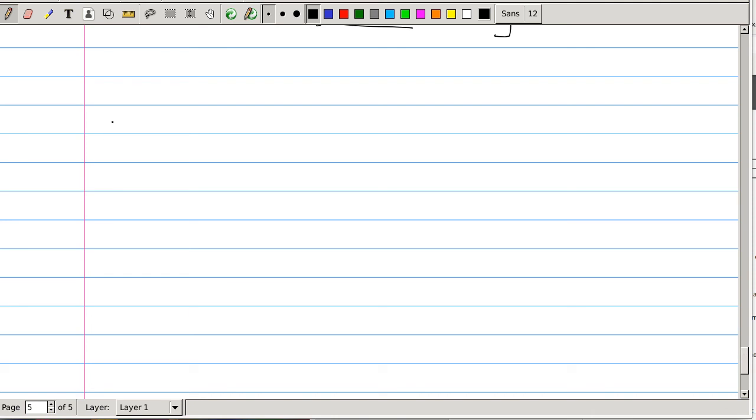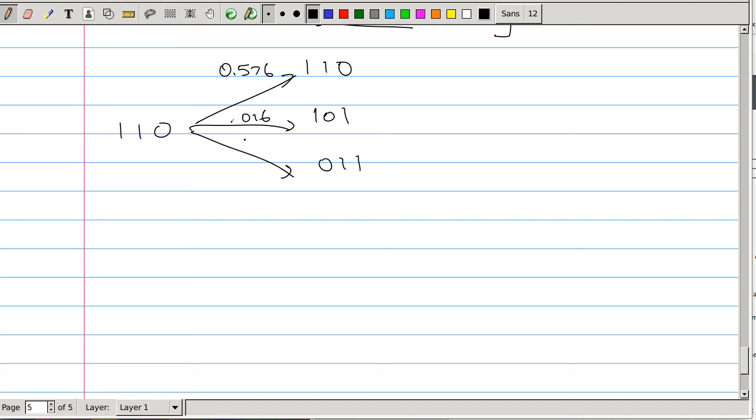Okay, so we are transmitting 110, and it is received as 110 correctly with a probability of 0.576. It is received as 101 with a probability of 0.016, and it is received as 011 with a probability of 0.016, and lastly it is received as 010 with a probability of 0.144. There we go.